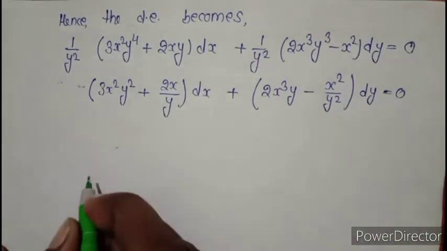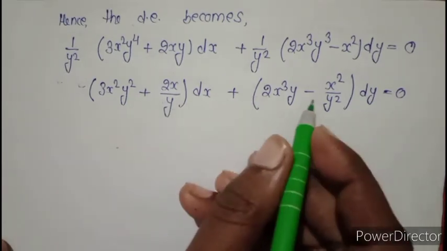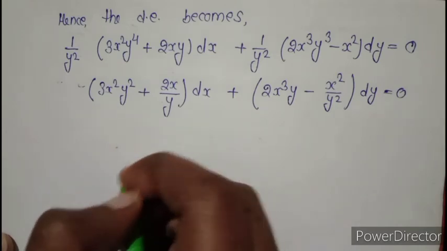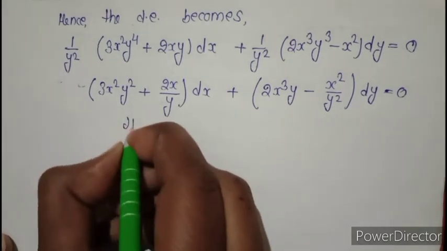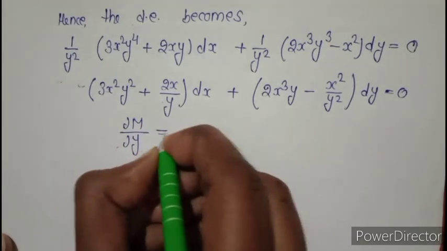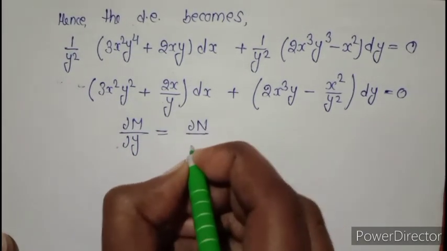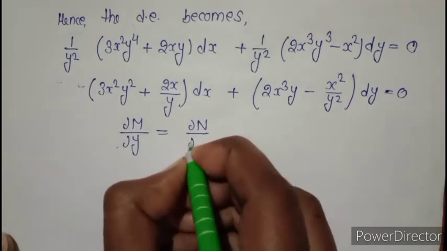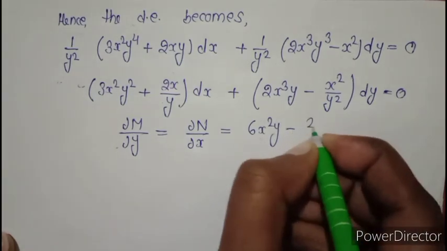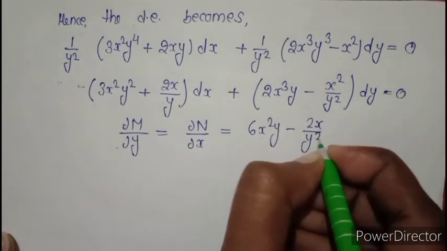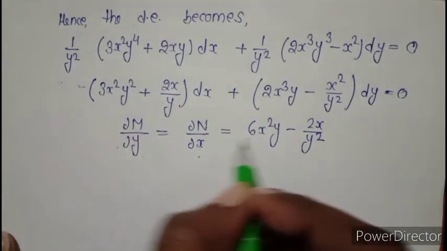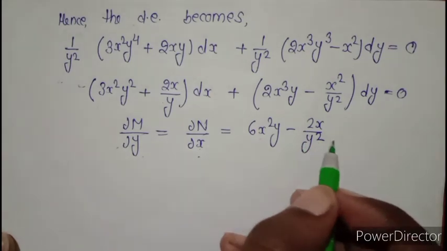So we got the new M and new N. Now we will check whether they are reduced into exact or not. So first we will check the value of ∂M/∂y. You can check. I am not going to check that because the video is getting too long. ∂N/∂x is equal to 6x²y minus 2x by y². You can check it by yourself. Both of these values, ∂M/∂y and ∂N/∂x, are equal to this term, and this represents that the equation becomes exact.